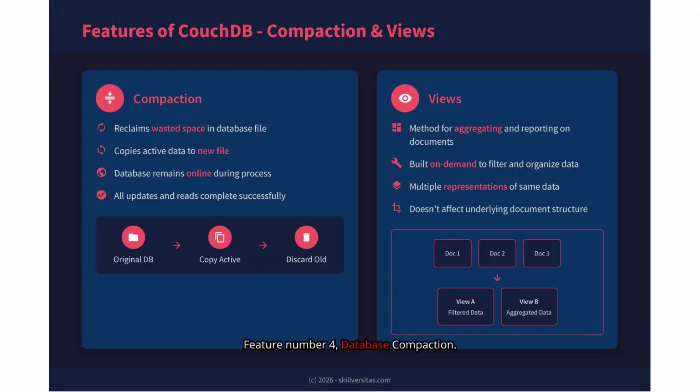Feature number 4, database compaction. Whenever the space in the CouchDB database file gets wasted above a certain extent, all the active data will be copied, cloned to a new file. When the copying process is entirely done, then the old file will be discarded. All this is done by the compaction process. The database remains online during the compaction and all updates and reads are allowed to complete successfully.